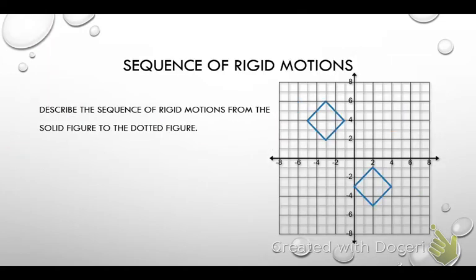Congruent figures, sequence of rigid motions. Again, I have to identify corresponding points. If you don't use corresponding points, you're going to get this wrong. Not only do you have to tell me what kind of transformation it is, you have to tell me how many. Okay? So go ahead and do that.